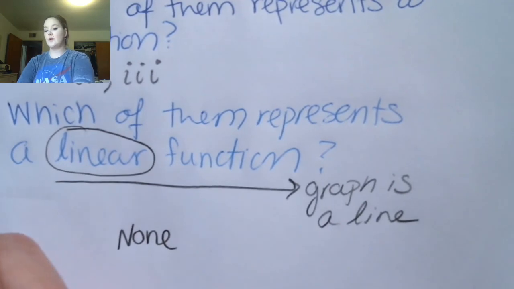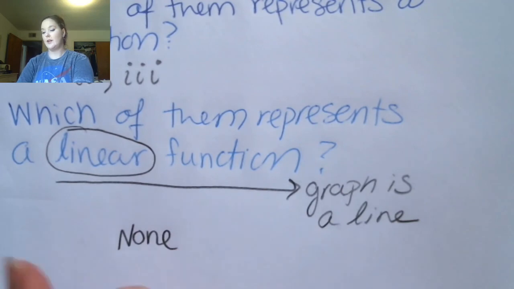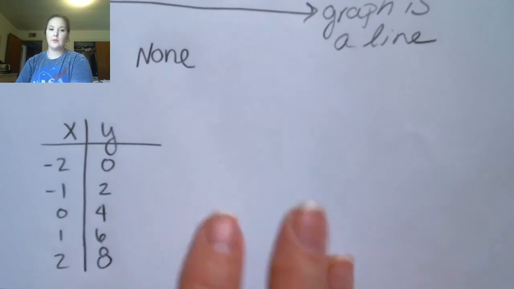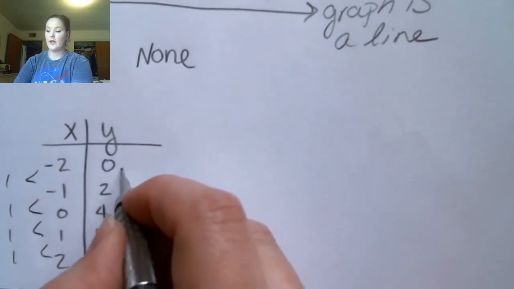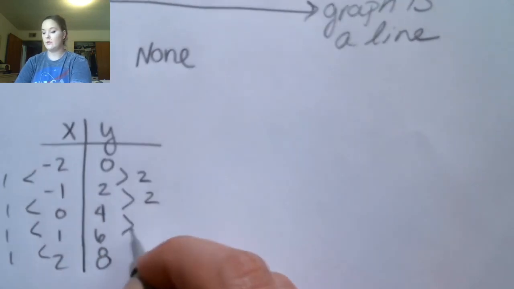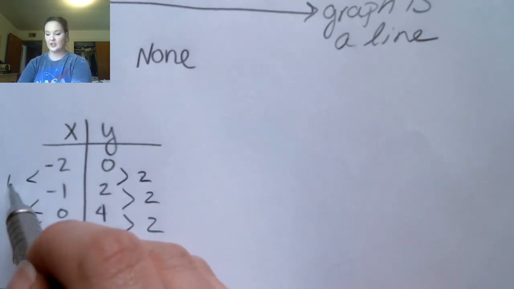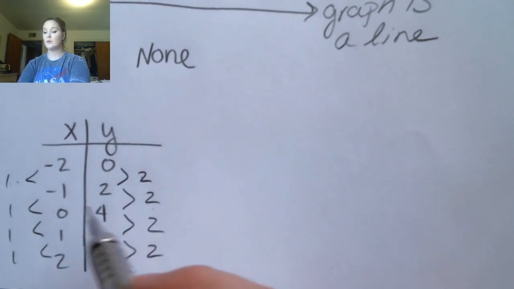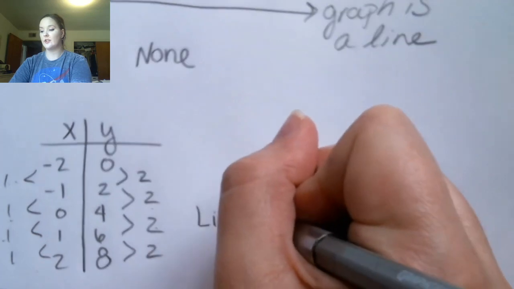Just for an example, something that might be a linear function is if you had something like 2, 4, 6, 8. So you have something where the change in x again is 1, and then the change in y is 2, 2, 2, 2. You're looking for the change in y divided by the change in x to be the same. So 2 over 1, 2 over 1, 2 over 1, 2 over 1. So this is a linear function.